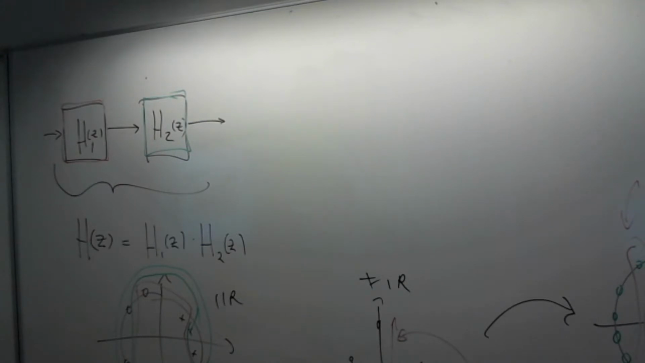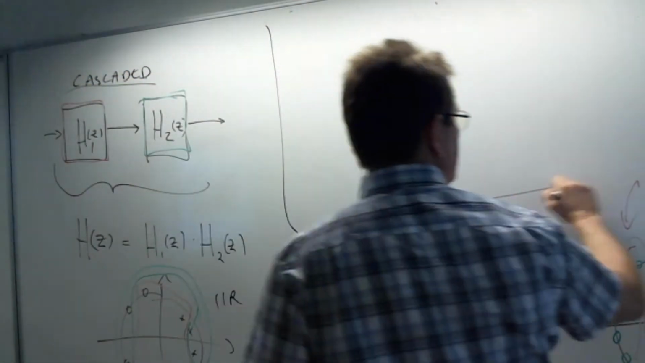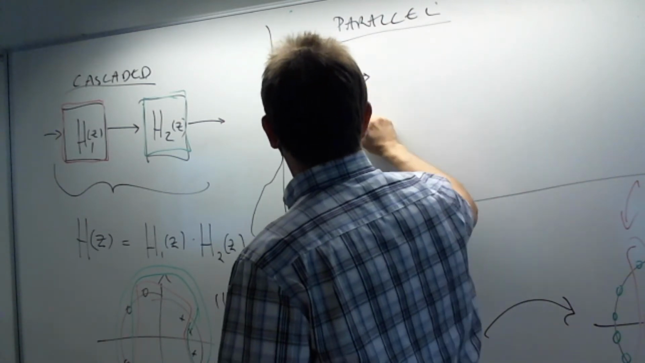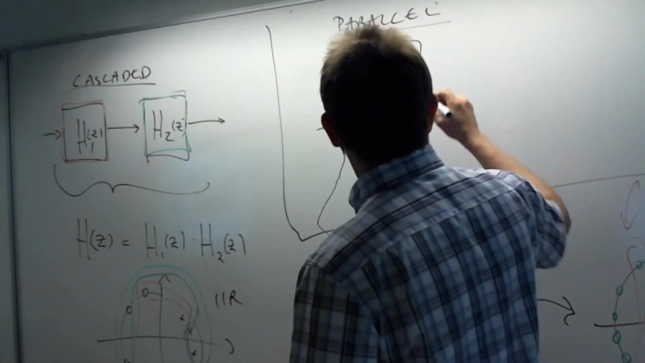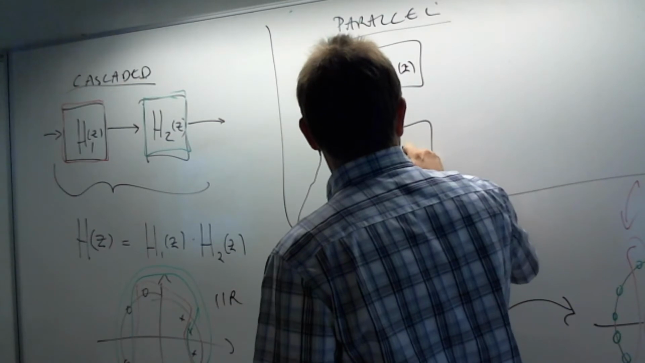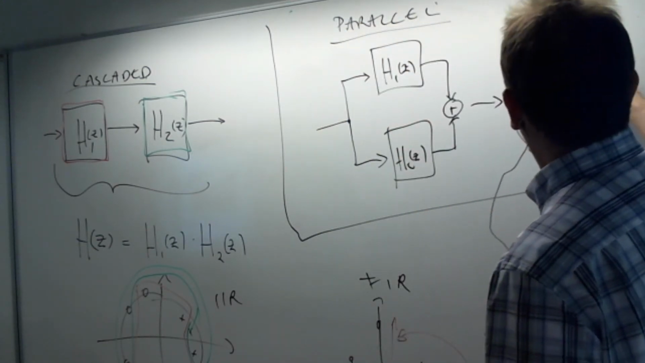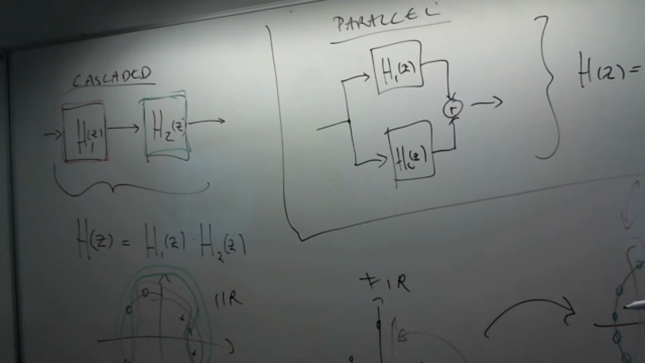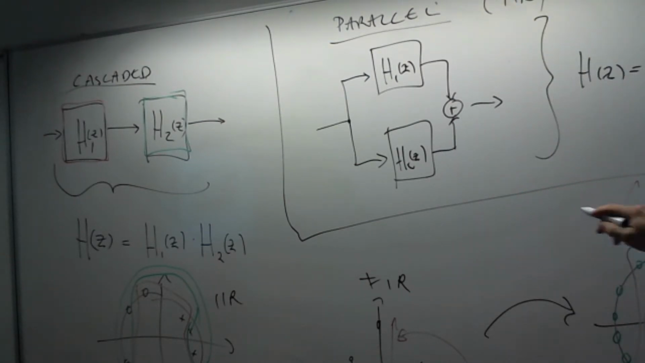So this is the cascaded system. But then actually you can always do the parallel system. Although the design will be a little bit hard by pen and paper, with the computer this is also a piece of cake. So H1(z) and H2(z), and basically this is the same as H(z) equals H1(z) plus H2(z). This is used mostly in the case of IIR, since on FIR it doesn't really add up.